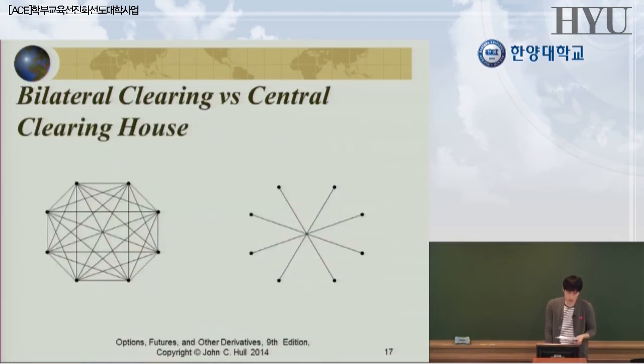The left picture shows a series of bilateral agreements between market participants, while the right one shows how OTC markets operate with a single central clearinghouse. And the right one is after the crisis, and the left one is before the crisis.